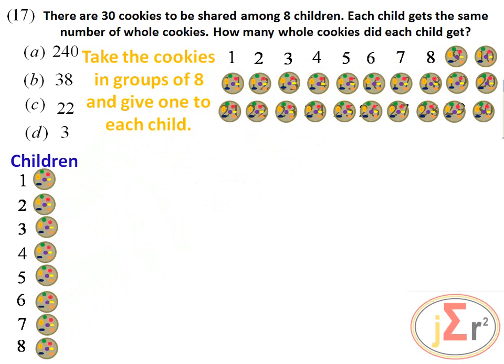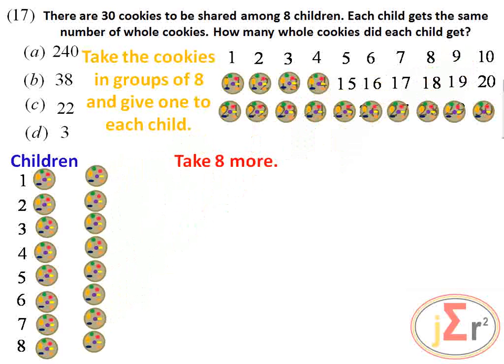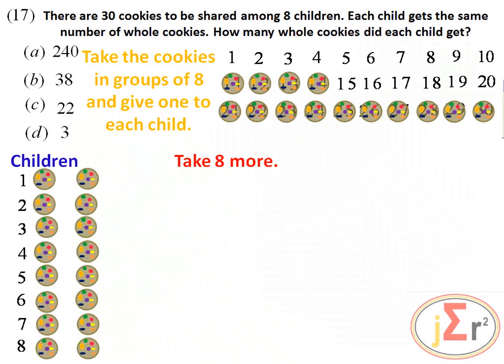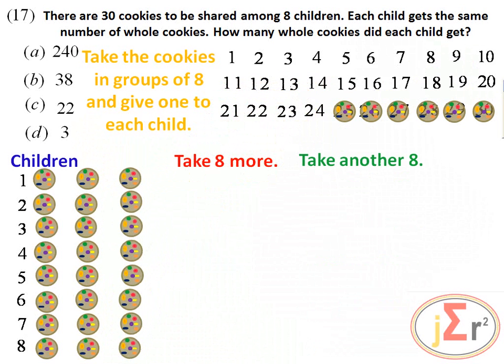Then what will we do again? Take another 8. Right, so Jerry said that we should take another 8. Well, we will take 8 more. And what do we do again, Jerry? Take another 8. Okay, Jerry's saying take another 8. So let's go ahead. Take another 8.